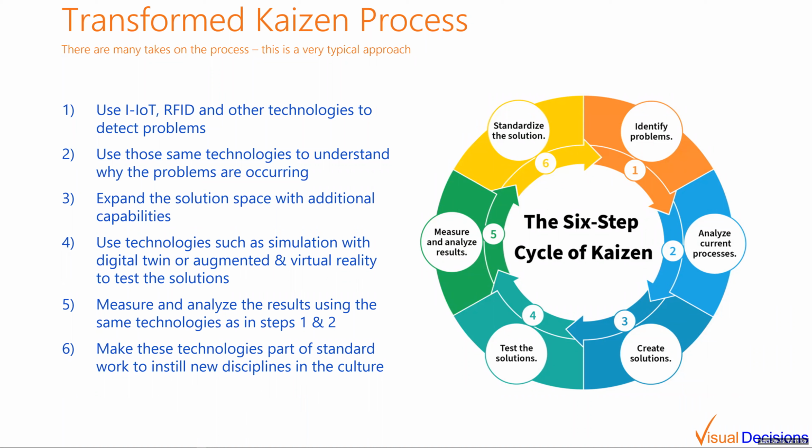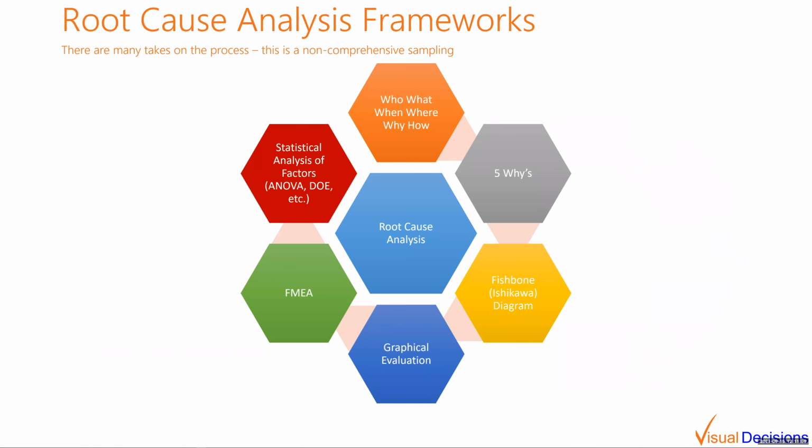And then going into step 2, looking at the root cause analysis of what are the different factors that are involved here. And whether you do that in a simple way as who, what, when, where, why, how, 5 whys, all the way through doing analysis of variance, design of experiments, etc. Having that additional data is going to help you.